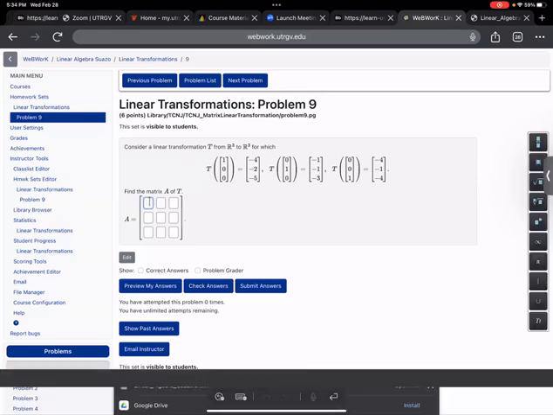So minus 4, minus 2, minus 5. And this is minus 1, minus 1, minus 3. And this is minus 4, minus 1, minus 4.